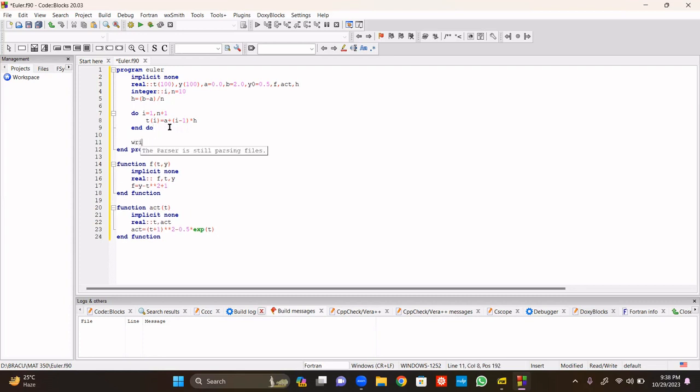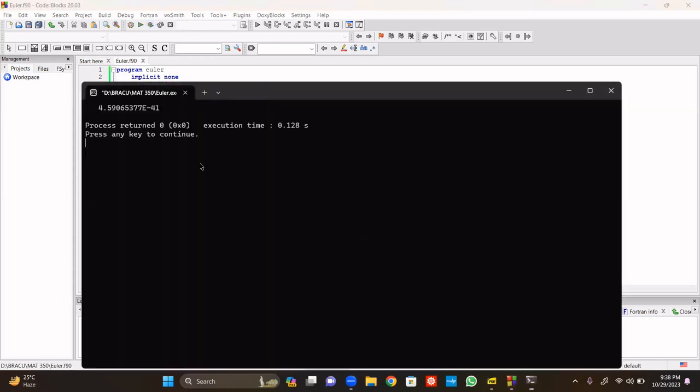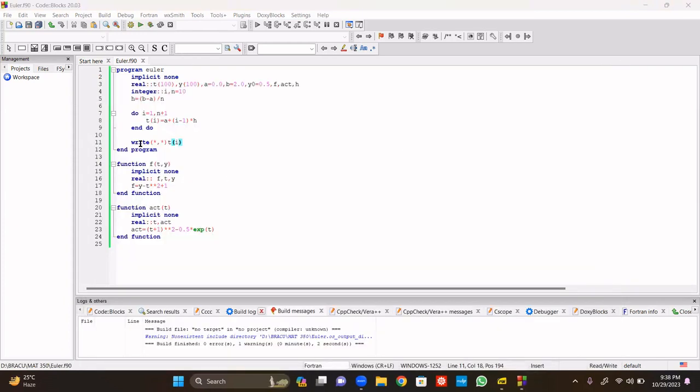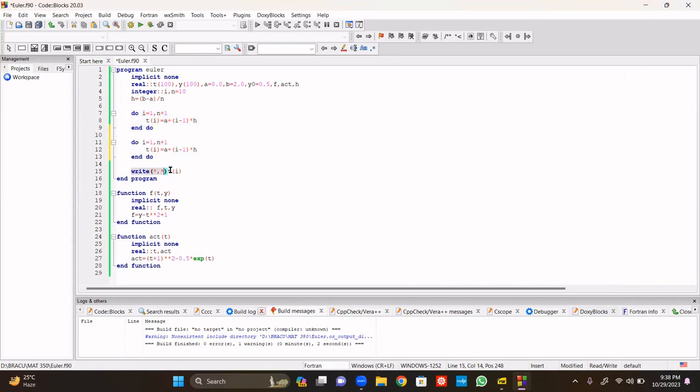Just experiment a bit to see if this actually worked well. Let's write this to see if the array was made. I have to use a do loop, right? Let's see now.